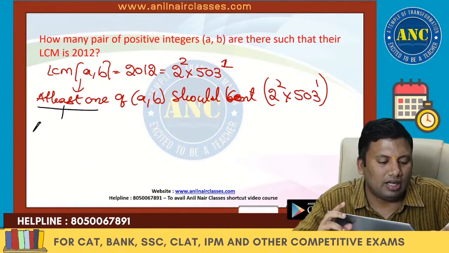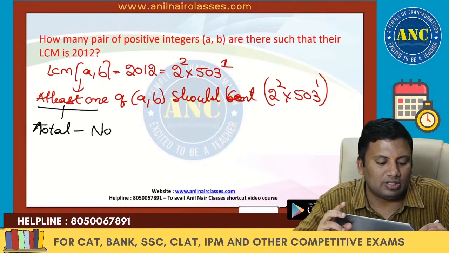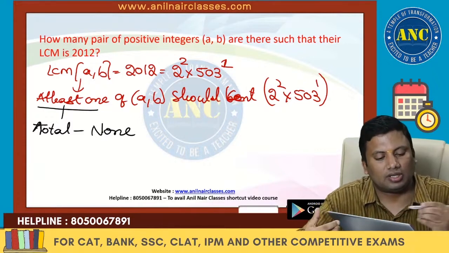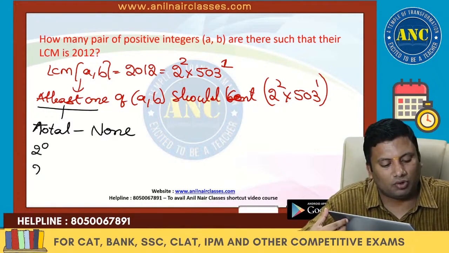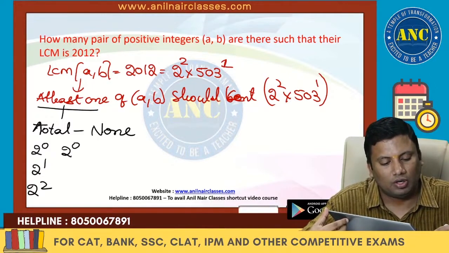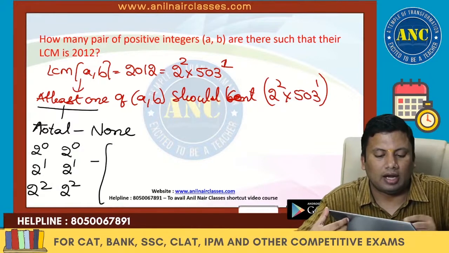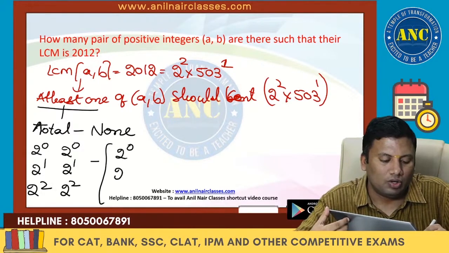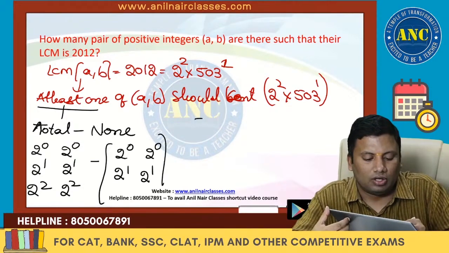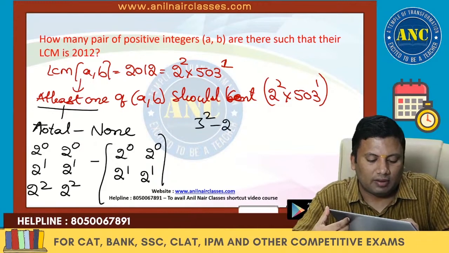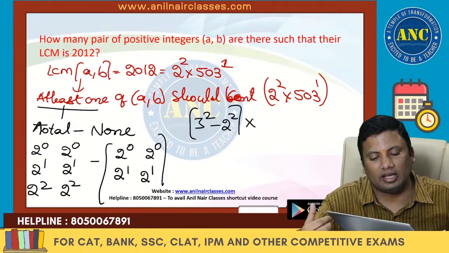At least one is nothing but total minus none. Total how many powers of 2 can be distributed on A? 2 power 0, 2 power 1, 2 power 2. B also 2 power 0, 2 power 1, 2 power 2. None means don't take 2 power 2, so 2 power 0, 2 power 1. So this is nothing but 3 square minus 2 square. Right? Total minus not taking the highest power.